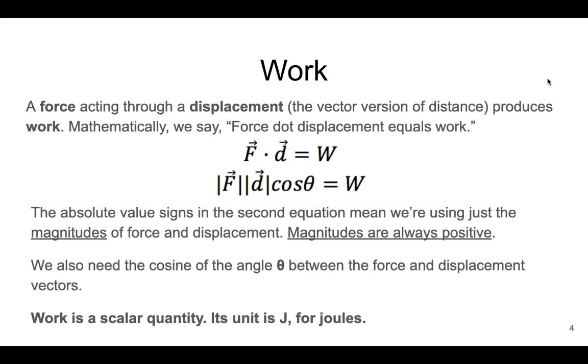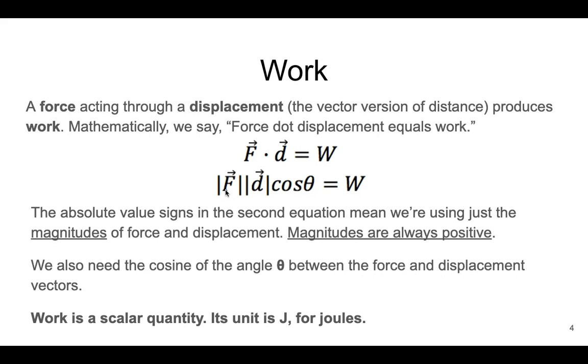So what is work? When you have a force acting through a displacement, remember that displacement is the vector version of distance, that produces work. So the way you would read this sentence mathematically is you would say F dot D equals work, or force dot displacement equals work. There is a vector way to do this math. We're not going to have to do that. If you take physics in college, you'll learn how to do it the vector way. We're just going to do it this way.